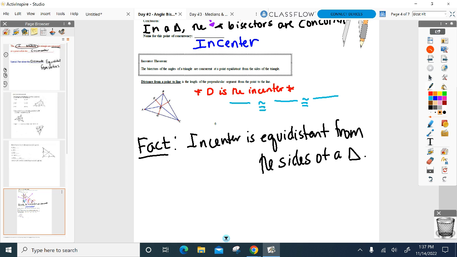Nick, let's roll. D, what was the first one? I couldn't hear you, sorry. Yep, congruent to? Congruent to? Got it.